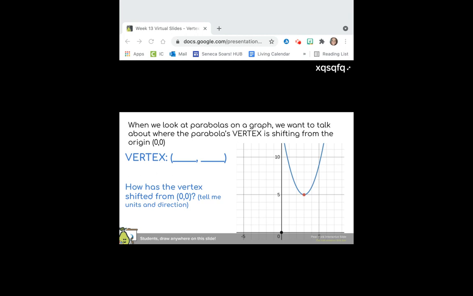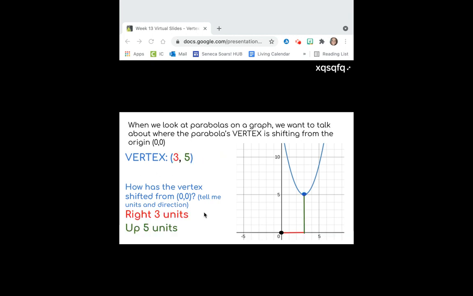So if we try to find the parabola's vertex, the vertex is that red point right here marked on the bottom of the parabola. We want to figure out where that's located on the graph and where that has shifted from 0, 0. So take a second to identify that vertex and tell me how it has shifted from 0, 0. So the vertex is at 3, comma 5 on the graph, which tells us from 0, 0, we went right 3 units, and then we went up 5 units.